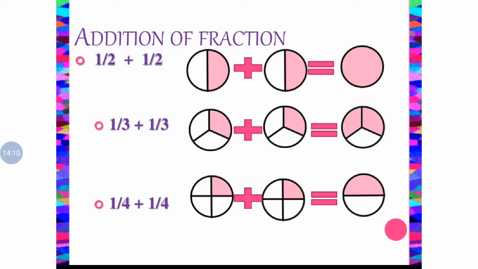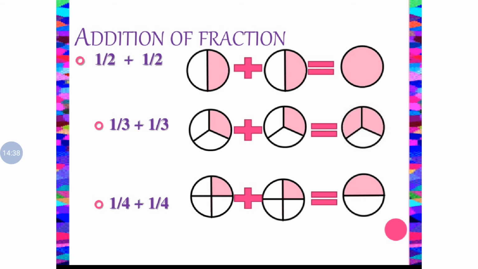Next another one is 1 by 3 plus 1 by 3. The denominators are the same, so take the common denominator 3. 1 plus 1 gets the value 2 by 3. The circle has 2 shaded regions and only 1 unshaded region. So we get the value 2 by 3.